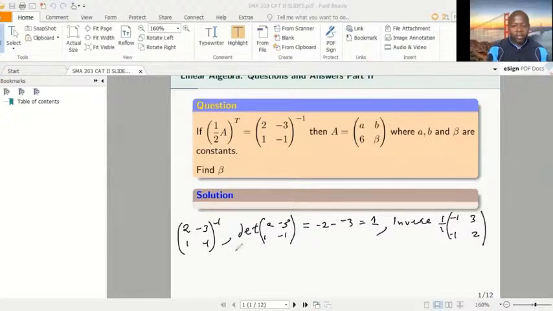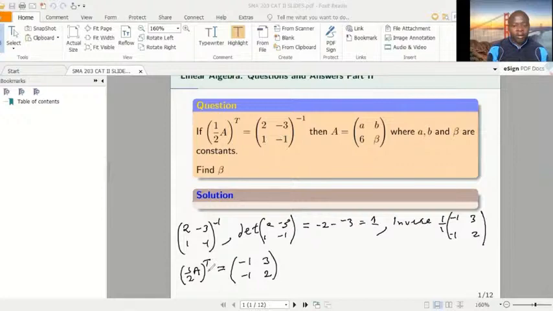So what the question is therefore saying is that a half of A, the transpose of this, is the same as [[-1, 3], [-1, 2]]. That's what the question is saying, because the transpose of a half of A is the inverse of this matrix. So we just found the inverse of this matrix first before we proceed.